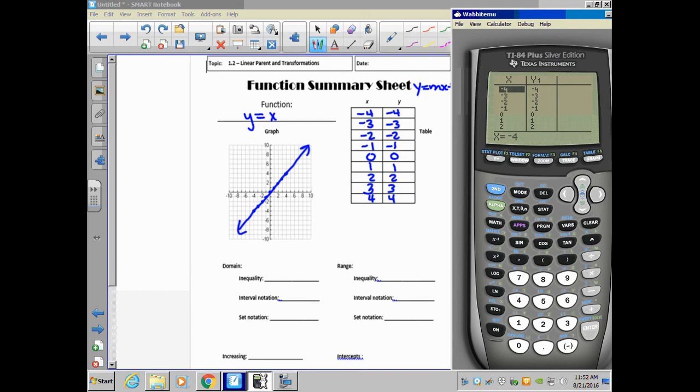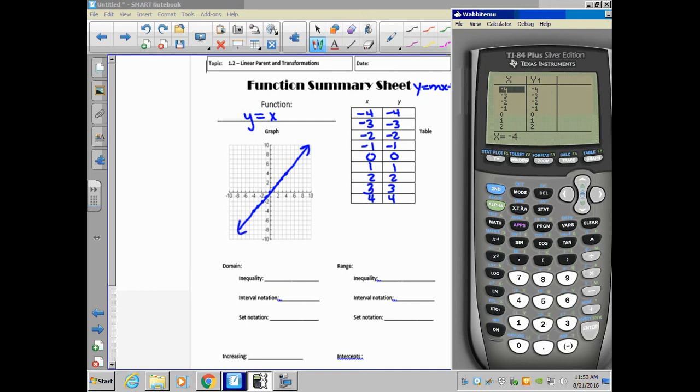Okay, so from the parent function, we need to find some attributes, starting with domain and range. Now in Algebra 2, we're looking at domain and range in 3 different forms. Sometimes you'll see it in inequality form, sometimes you'll see it in interval notation. Quite often in the upper math, you'll see it in set notation, so we're going to start to look at that as well.